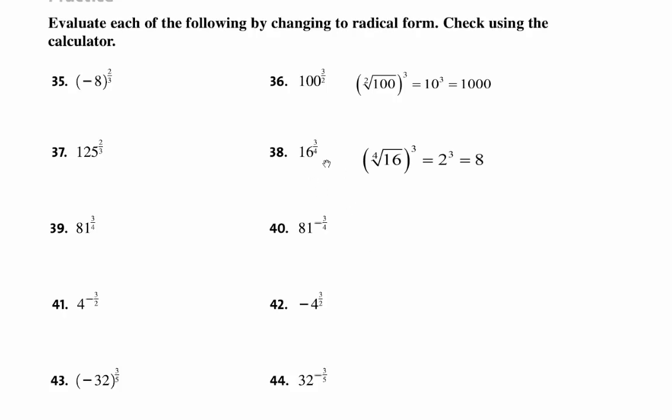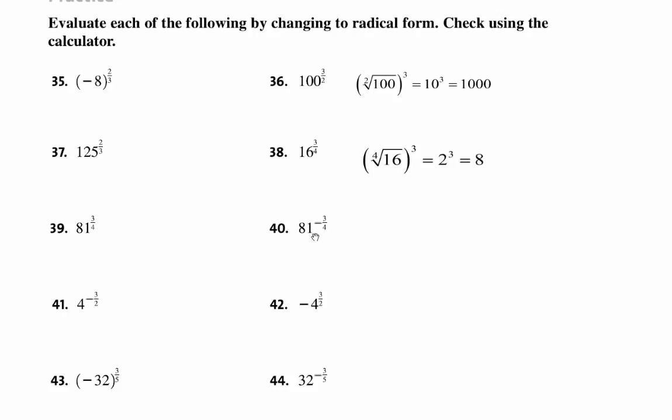So for 38, we have 3/4 as our fractional exponent. So the 4 goes into the index. The 3 is my power. So I say, what number multiplied by itself 4 times is 16? That'd be 2, right? 2 times 2 times 2 times 2 is 16. And then we raise the 2 to the 3rd power to get 8.